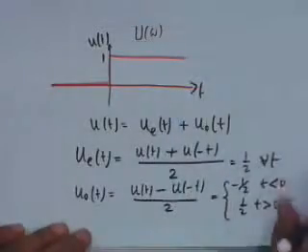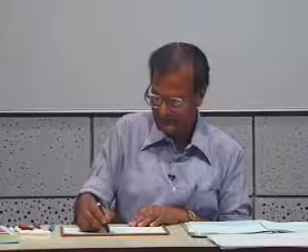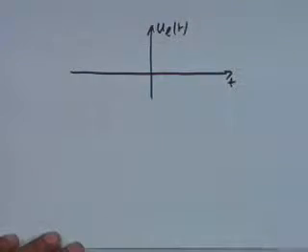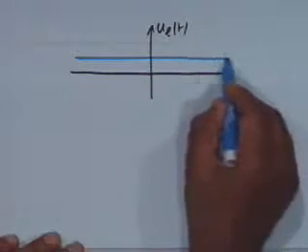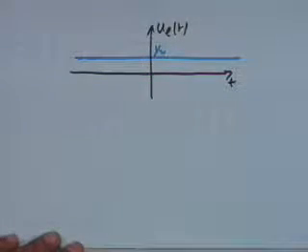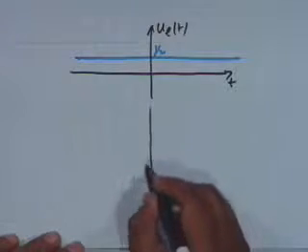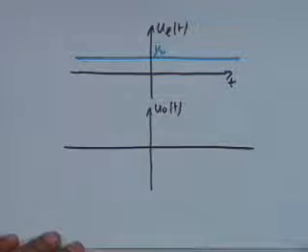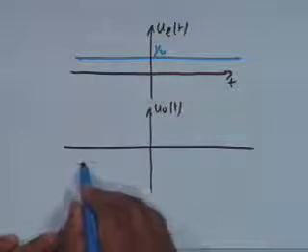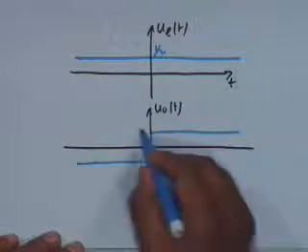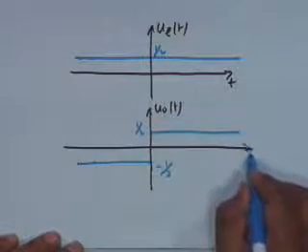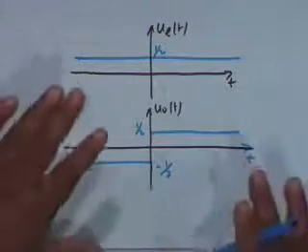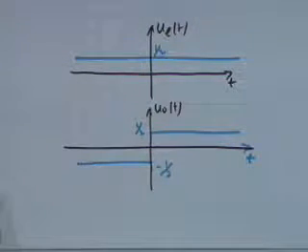Let us look at these two functions. u_e(t) versus t is simply half for all values, and u_o(t) is minus half and then plus half versus t. These are the even and odd parts of u(t), the unit step function.